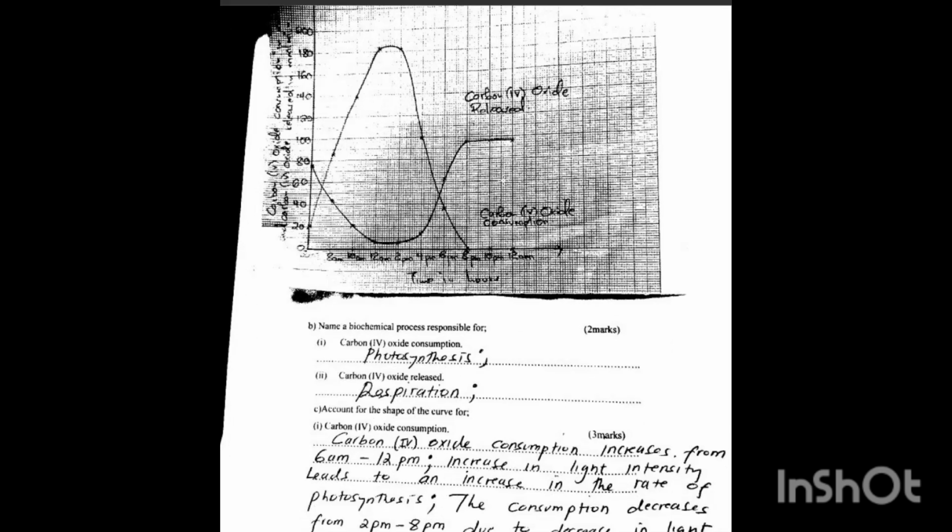So, the curve for carbon dioxide consumption, you can see it has decreased and then constant and then increased. So the carbon dioxide consumption increases from 6 a.m. to 12 p.m. because there is increase in light intensity that leads to increase in the rate of photosynthesis. So a lot of carbon dioxide is needed. The consumption decreases from 2 p.m. to 8 p.m. due to decrease in light intensity.